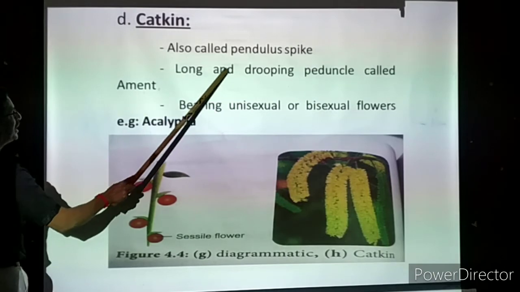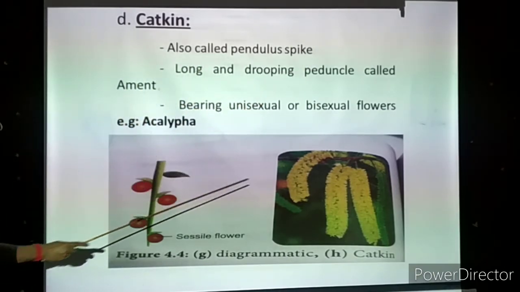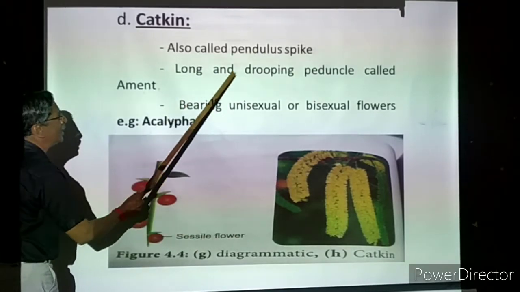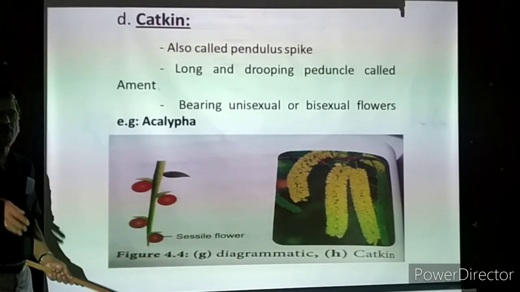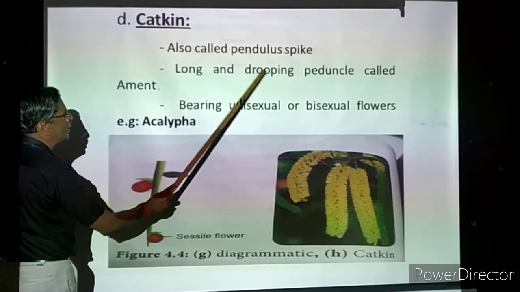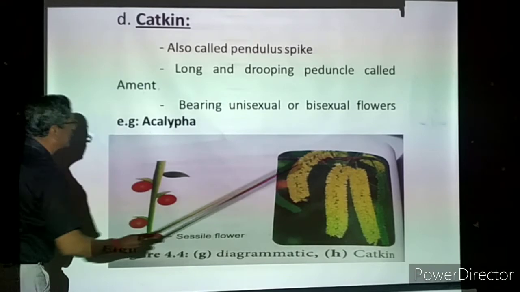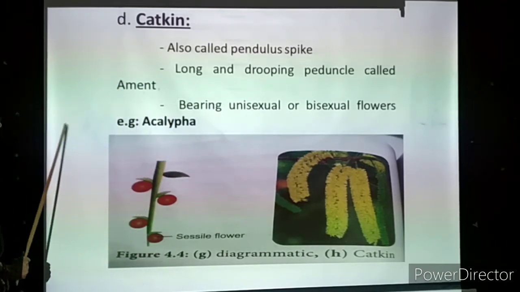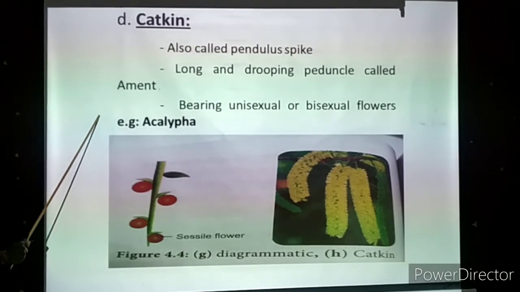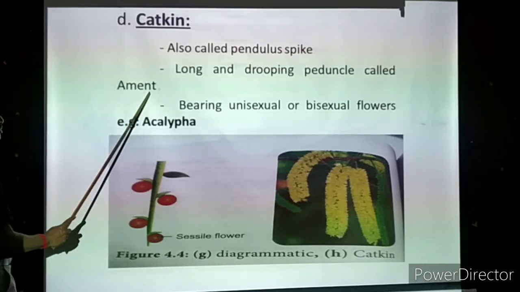Okay, a long and drooping peduncle called an ament is found in this. Now this is the long peduncle, you see that? Okay, this is the long peduncle. And drooping means pointing downward. That is called a drooping peduncle. Long and drooping peduncle called ament. So this peduncle which is facing downward is called ament. But in the previous ones we have studied, the peduncle is growing up. We should not call it ament. If any peduncle is growing downwards, bending downwards, it is called ament.